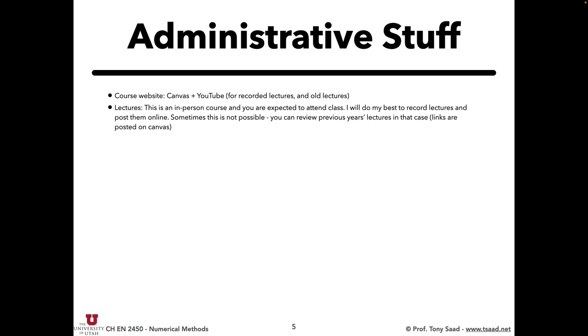But this is an in-person class, and I do expect you to come in person. There's no Zoom option, and I will make every effort to record the lectures. Sometimes technical difficulties arise, like, I don't know, my batteries die, and there's no audio, okay? Thankfully, there's years of previously recorded lectures, and while there is change from year to year, the content is similar, and you'll have access to all of those previous year lectures. So, you know, you miss lecture 10 on the Thomas algorithm, and I didn't record it for some reason, then you can pick it up from last year or the year before or the year before that, okay?